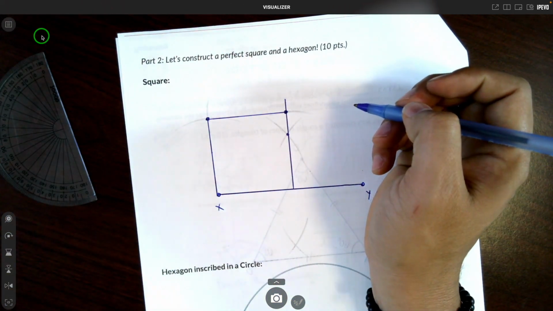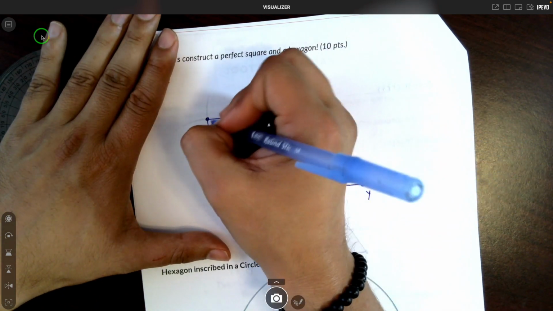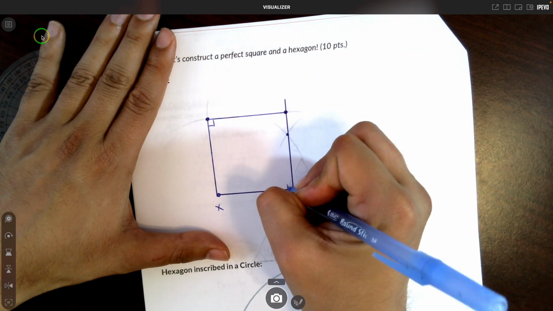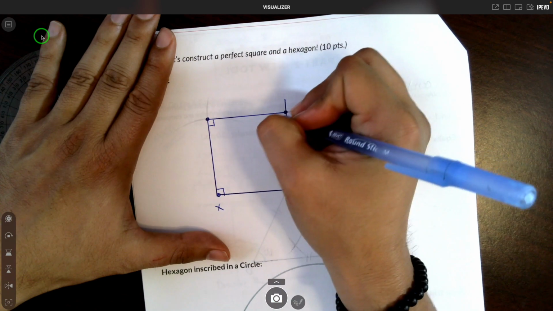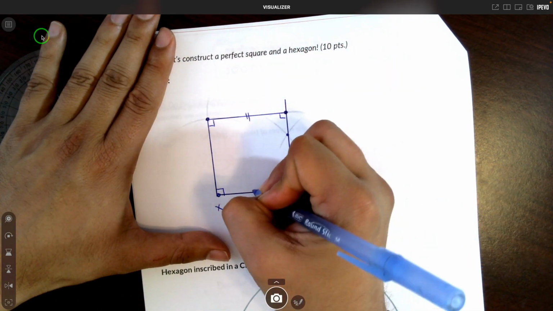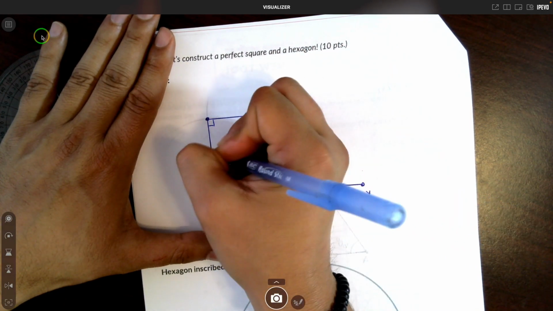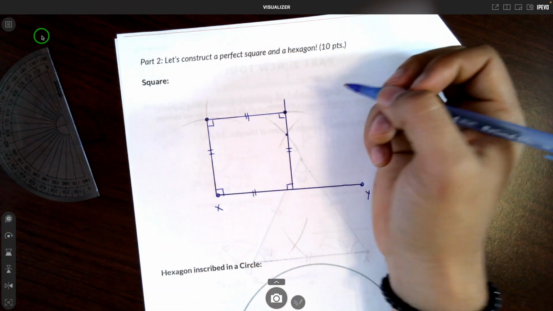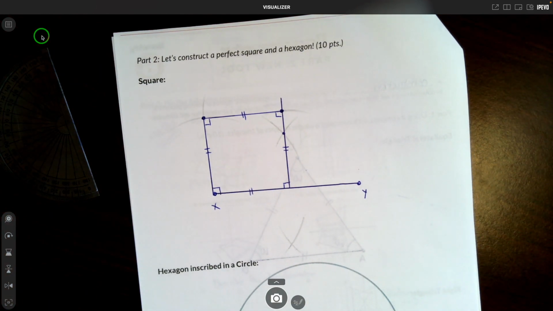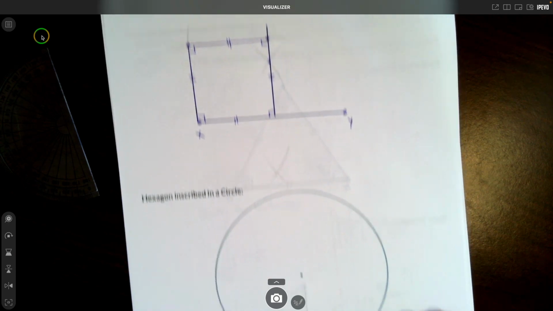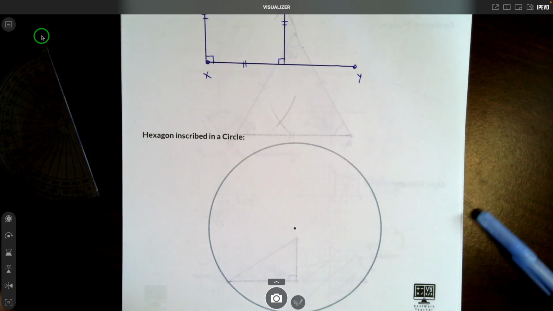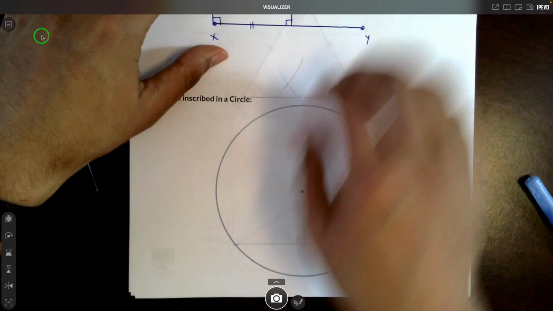So all of these should be 90 degrees. Doesn't look exactly perfect. And all the sides are the same. And they're also parallel. They also just happen to be parallel. So there's our square. Now we're gonna end this section with one of my favorites.